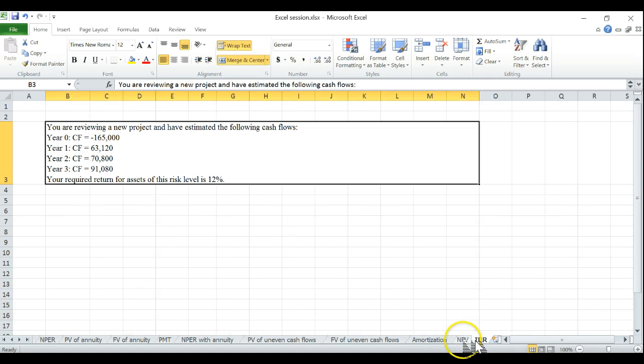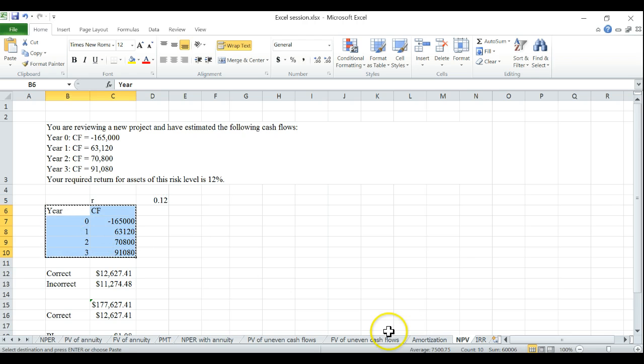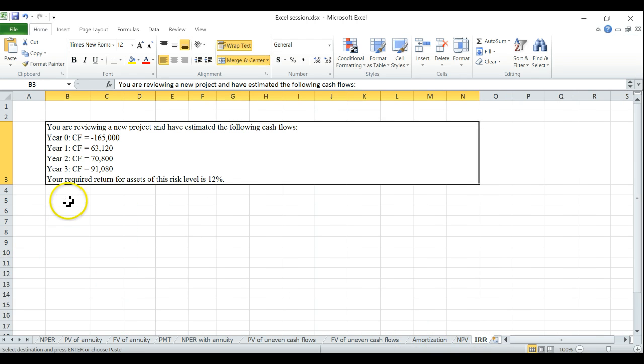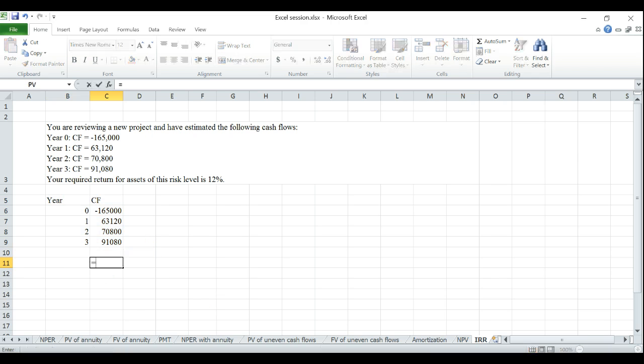The last one that we have here is IRR. We need to set up cash flows just like that, so I'm going to copy. In fact, we don't need R, all we need is these 3. So instead of typing it again, I'm just going to copy here. These are our cash flows, and then we can say equals IRR. That's the function that we have. Start the parentheses, and now it says values, so we can select all the values.